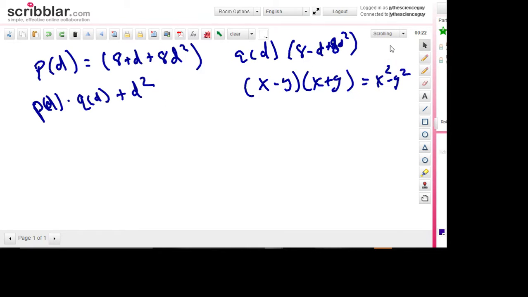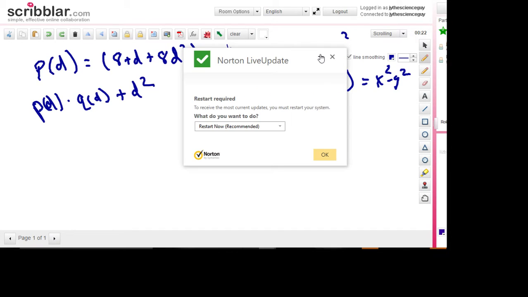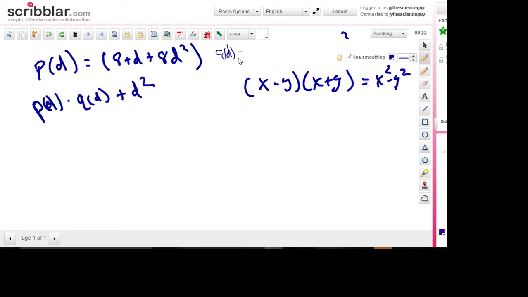Okay, I'm going to rewrite this so it's clear because that looks like gobbledygook, so I'm going to delete that. And let me change the line. So QD is, nope, don't want to do that. Of course, you want to send me an update when I'm doing this. So this is 8 minus D plus 8D squared.